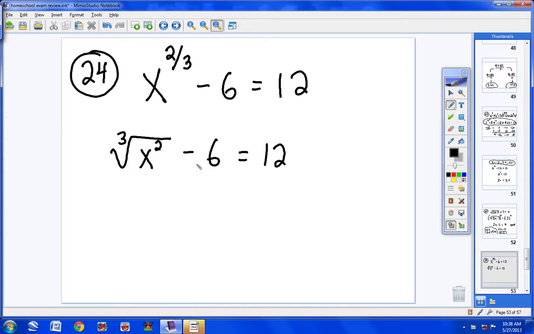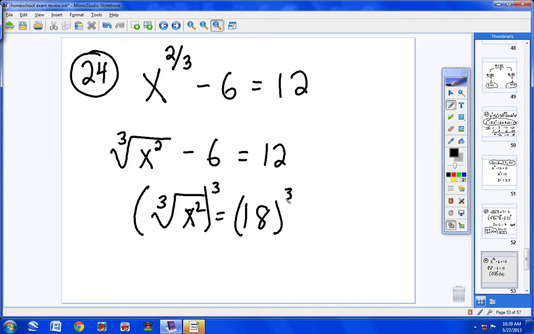So let's add 6 to both sides. Now we have the cube root of x squared equals 18. That's easy. Now, we have a cube root, correct? So we raise it to the what power? Third power. A cube root raised to a third power, your 3's would cancel out. Your radical is gone. You're left with x squared equals 18 times 18 times 18.